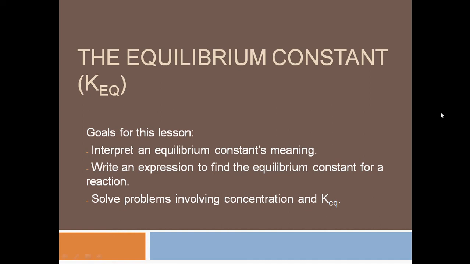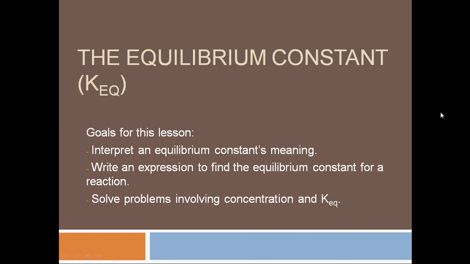So, 3 big goals for this lesson. First, we're going to talk about what an equilibrium constant actually means. So when we get this number, KEQ, what does that actually tell us about the reaction? So that's our first goal. Second goal is to figure out how to calculate an equilibrium constant for a given reaction. And then our last goal is to practice solving some problems that involve the equilibrium constant and concentration of various reactants and products in our system.